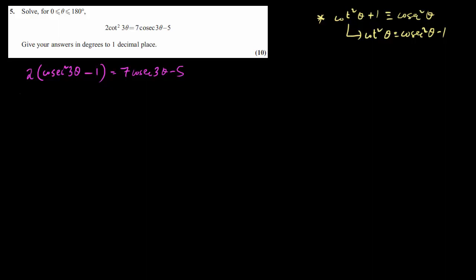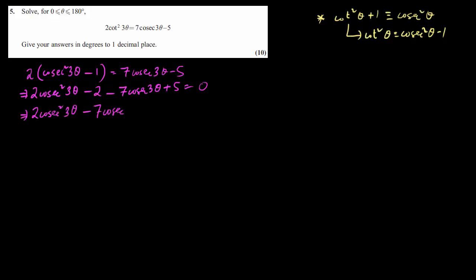Now let's simplify this. This is going to be 2 cosec squared 3 theta minus 2. Let's bring these to the other side: minus 7 cosec 3 theta plus 5 equals 0. Now we can write 2 cosec squared 3 theta minus 7 cosec 3 theta. 5 minus 2 is 3, so this is plus 3. It's always a good idea to use a substitution.